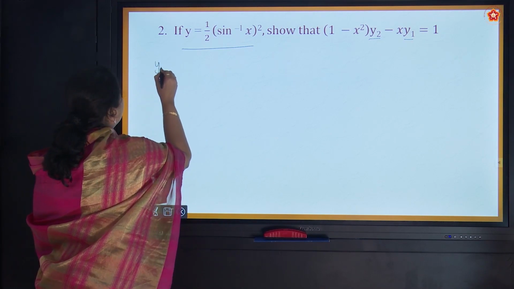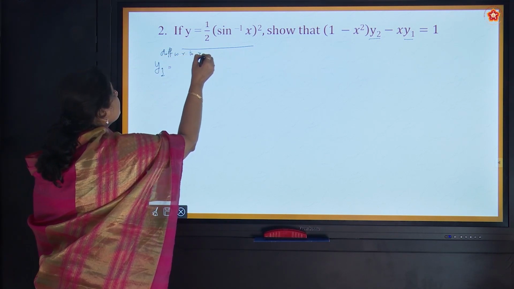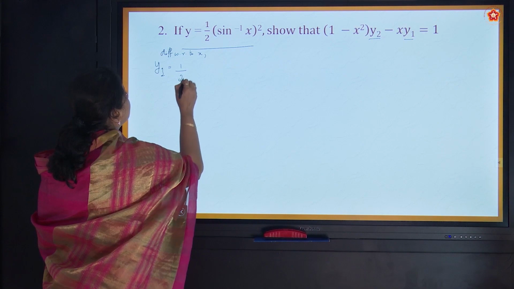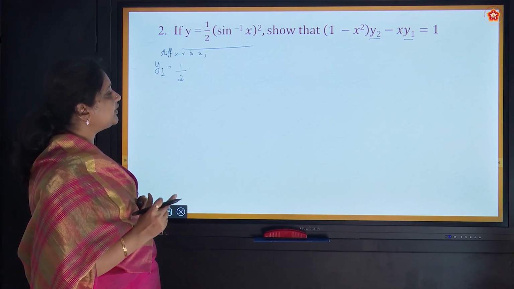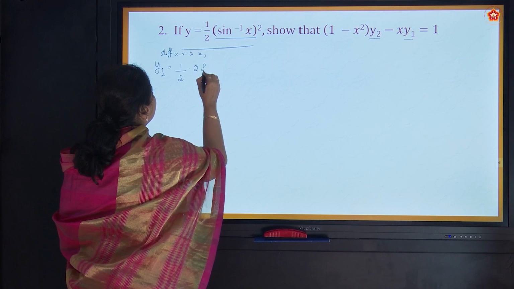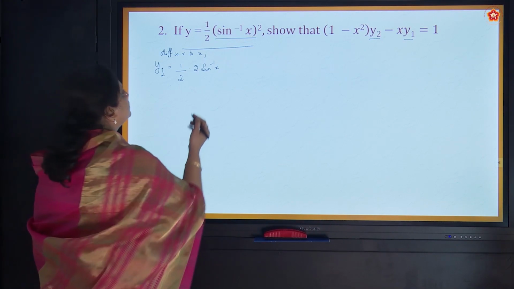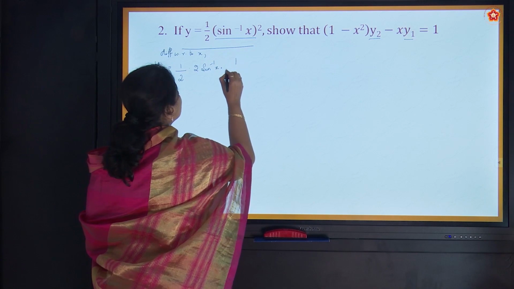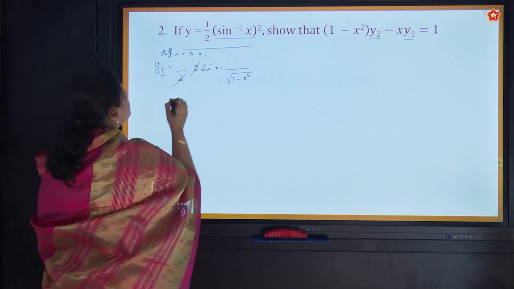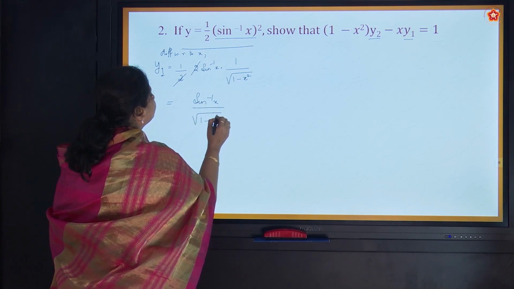So let's first find y1. I'm differentiating with respect to x. However it is expressed in the question, the same way we need to express it. Please remember that. So your y1 is going to be half, which is a numerical coefficient. The outermost function is a power function. So use the power formula. Bring down the power. Subtract 1 from it. 2 minus 1 is 1. So you have 2 sine inverse of x into, then the sine inverse of x is differentiated. That gives you 1 by root of 1 minus x square. So on simplification, you get sine inverse of x by root of 1 minus x square as your y1.